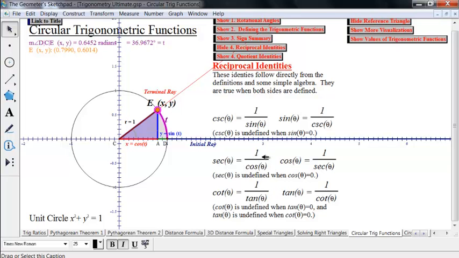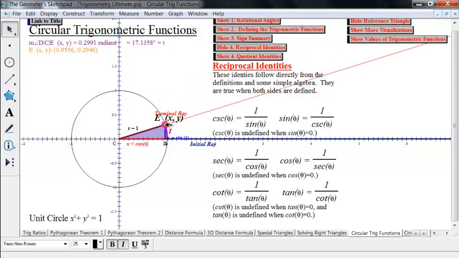And so their reciprocals are going to be outside of that, from negative infinity to -1, including -1, and then from 1, including that, up to infinity. So secant is never 0, but secant can be undefined, and secant is undefined whenever cosine is 0, when x is 0, so that's straight up and down.